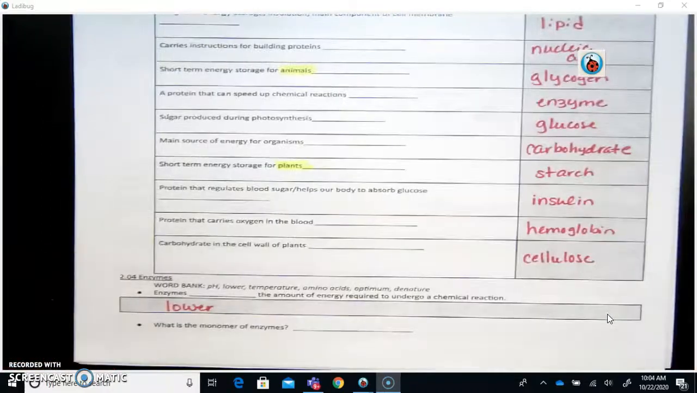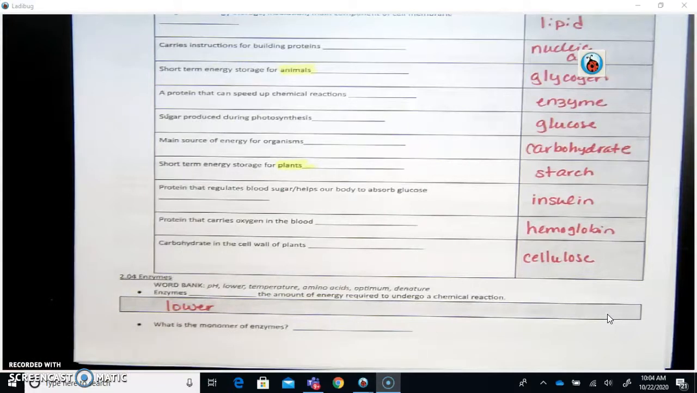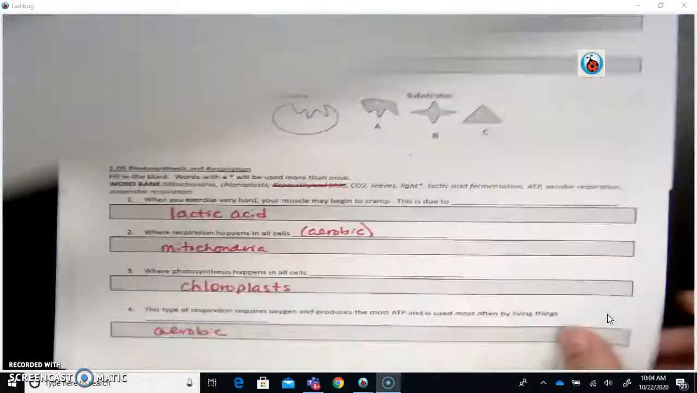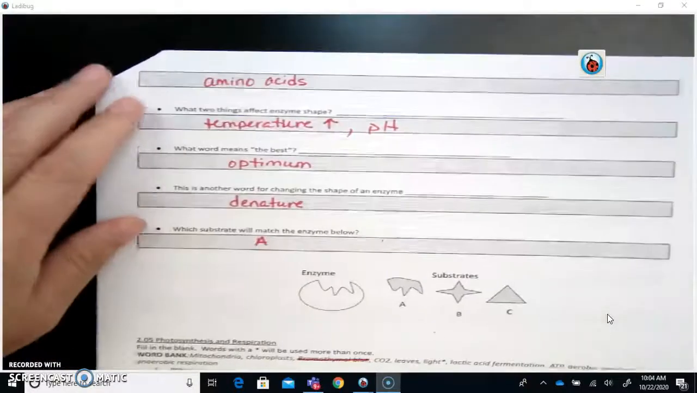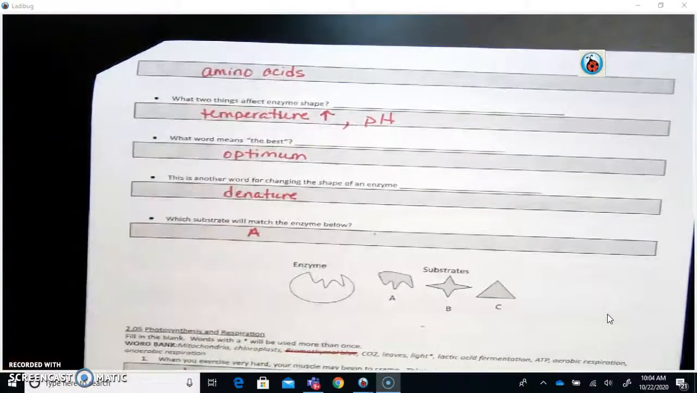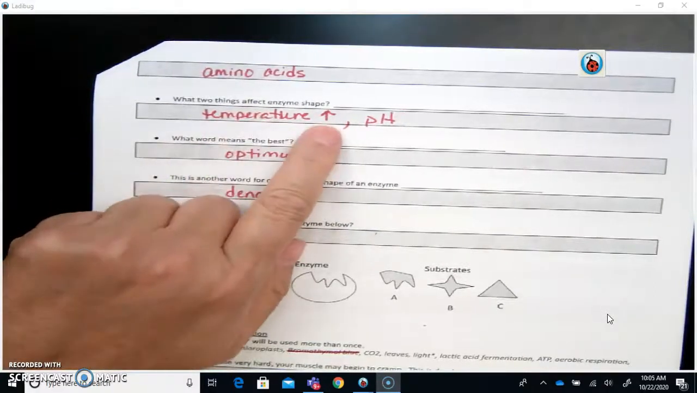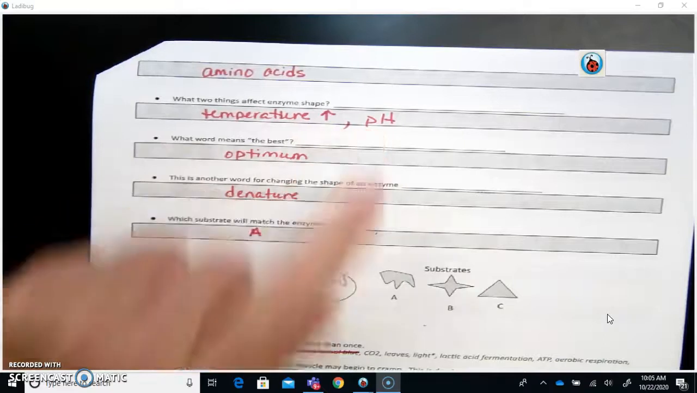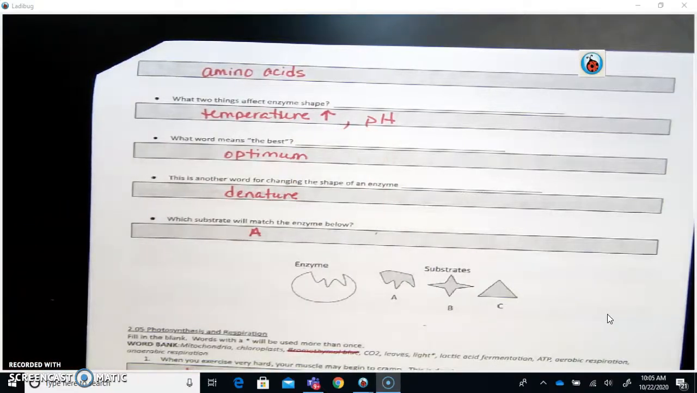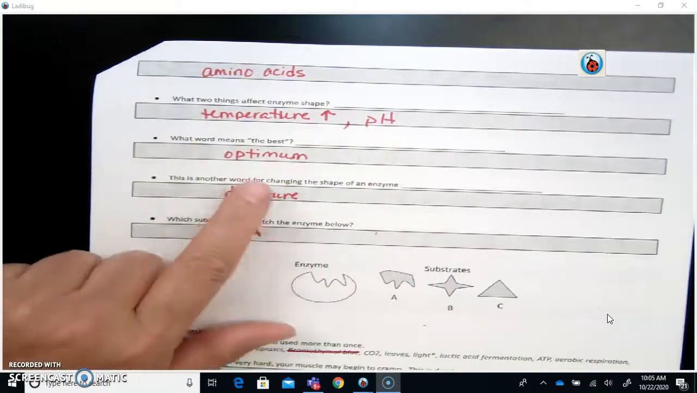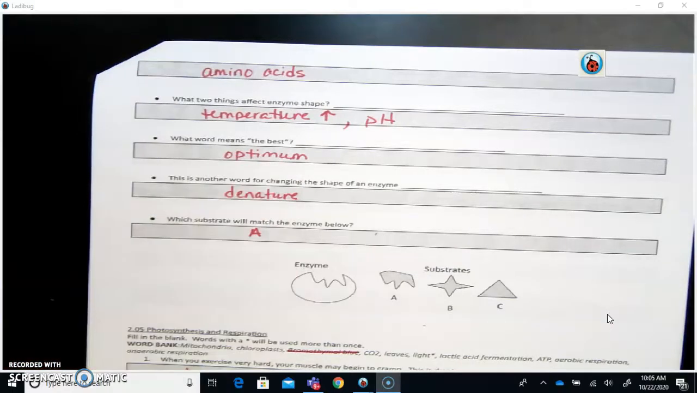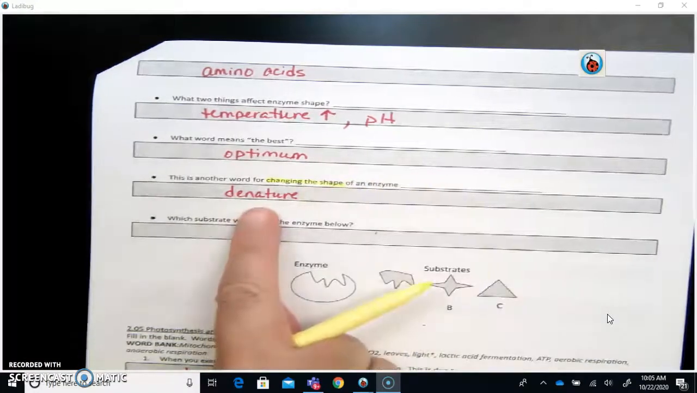Here's a fill in the blank. Enzymes lower the amount of energy required to undergo a chemical reaction. The monomer of enzymes, which are proteins, are amino acids. What two things affect enzyme shape? Temperature, and specifically high temperatures, and pH. What word means the best? Optimum. This is another word for changing the shape of an enzyme. So changing the shape of an enzyme means to denature.